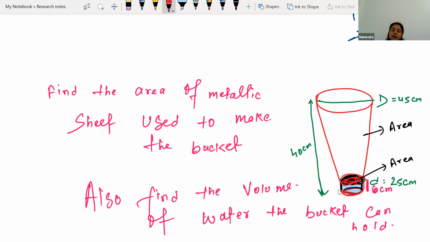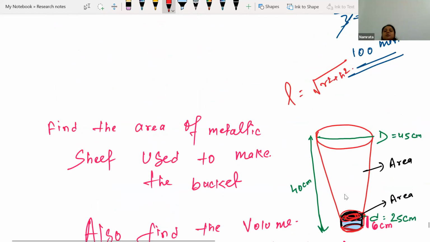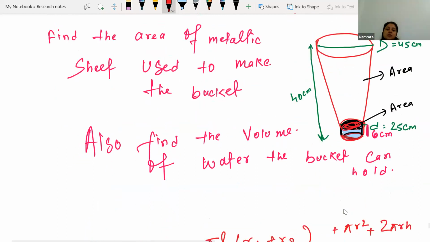How to find the slant height over here? Anyone? Yeah, that is for the slant height formula, under root R square plus H square, that is for cone. Here we are having frustum of a cone. The same formula we are having, but here we are having two radiuses, as you can see.